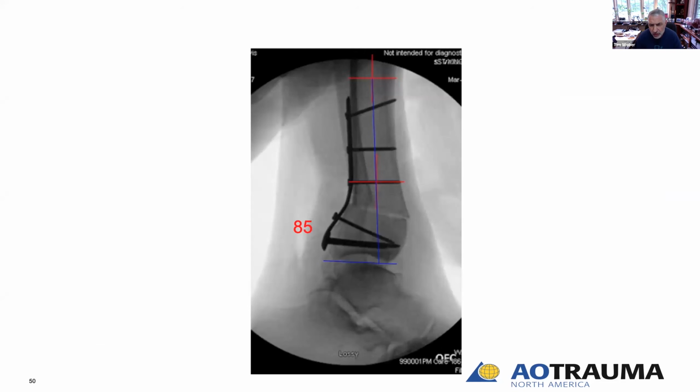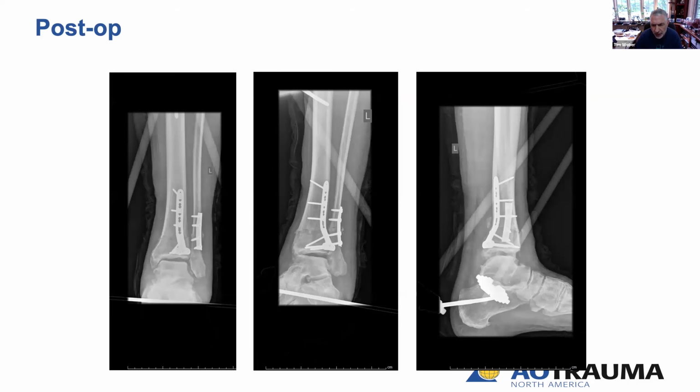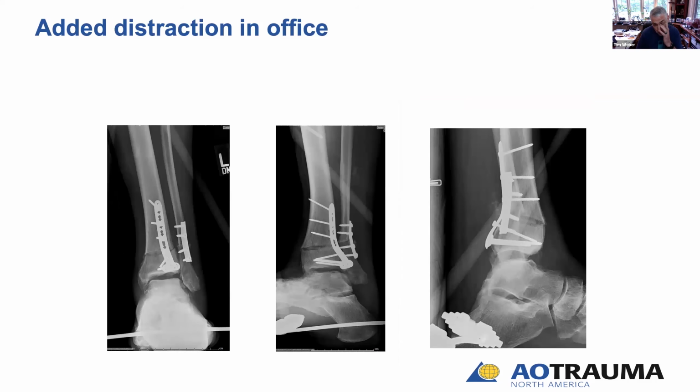This is our correction. I wanted to get just a little bit more than neutral on him in an effort to hopefully keep the talus from escaping out the front of the ankle mortise. I also added an external fixator so that with a tibial pin and a calcaneal pin, our vector would be pushing the talus back into the ankle mortise. In an effort to try to do a little bit of a distraction arthroplasty of his ankle joint itself, we added some traction during his office visits.